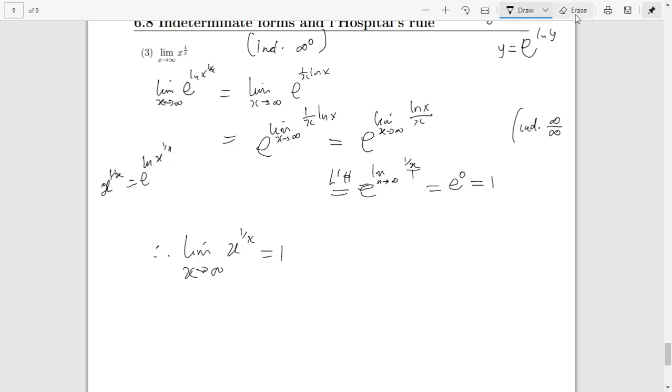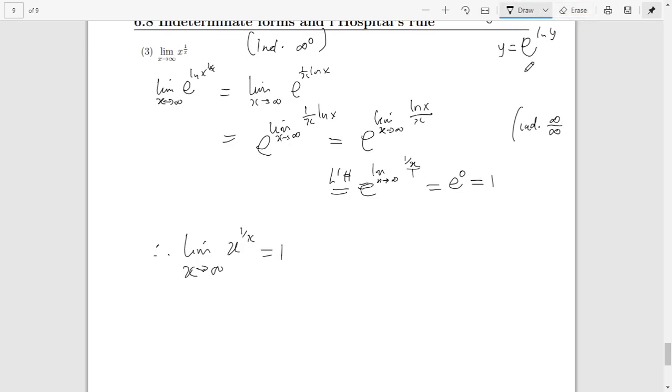If I did it the other way around, maybe by letting y equal x raised to the power 1 over x, and then taking the natural log of y, and then finding the limit of the natural log of y, then at the end of the day, I need to go back exponentiating both sides to get what my y is. But I just did that from the onset here, and that is acceptable. So whichever one you are using, it would be nice if you understand why it works and use it consistently.